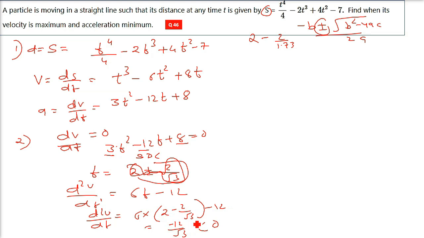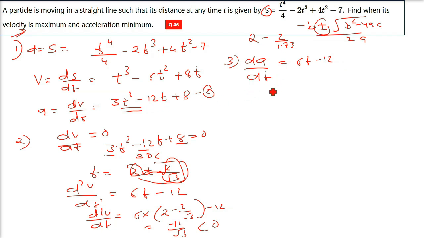What will be the velocity? You have to place this value, 2 minus 2 by root 3, in the velocity equation, which is equation number 2 here. Acceleration is what? You will start with the acceleration now. Velocity is done. We have come to the second part of the question, which is acceleration. Differentiate it now, dA/dt. Once you differentiate, you will get 6t - 12.